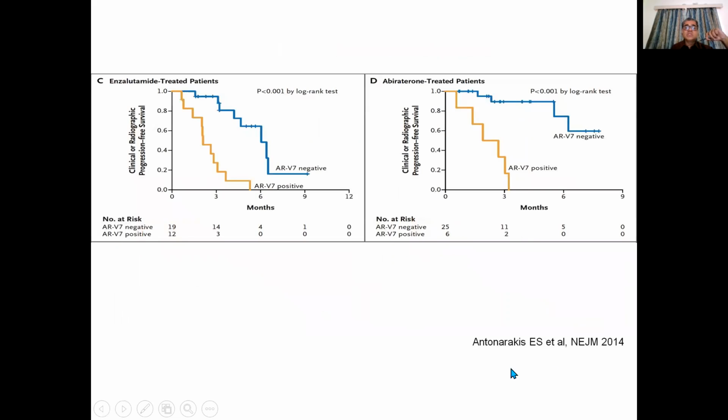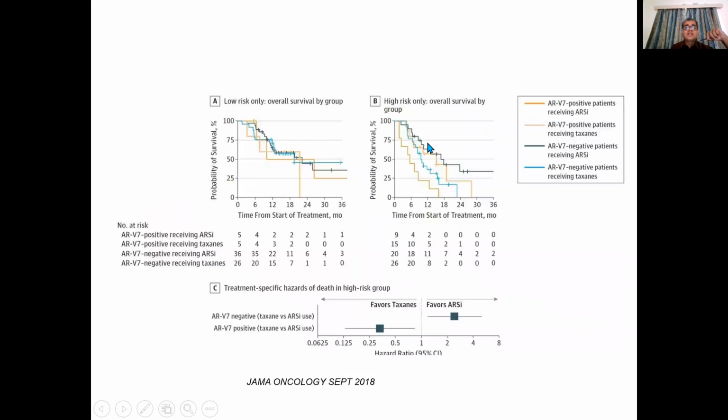These are just pictures taken from the original paper from NEJM, which clearly show that ARV7 positive patients would do poorly when you give them therapy with enzalutamide and abiraterone. Again, to show that ARV7 negative patients can be given enzalutamide and abiraterone, whereas for the ARV7 positive variant of prostate cancer, it would be preferred to give docetaxel in these patients.